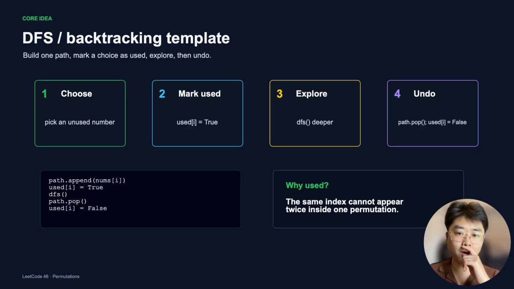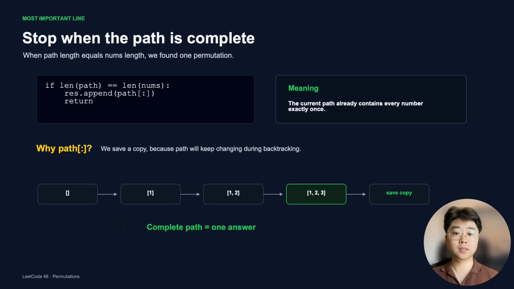But how do we know when one possibility is complete? The important line is the stopping condition. When the length of the path equals the length of nums, at that moment the path has become a complete word. Every number has found a position, every choice has been made, so we save it as one answer.